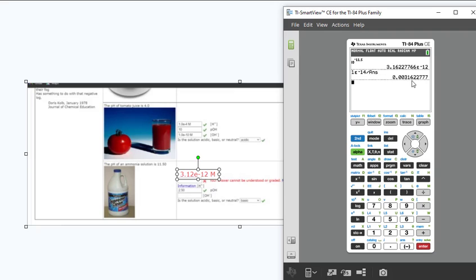Now, I could have found that using the negative of the pOH. Let me do that right now. Second function, anti-log, negative 2.5. And we'll see if we get that same value. Okay, here we go. Live theater. And indeed we do. Okay, that's the answer.